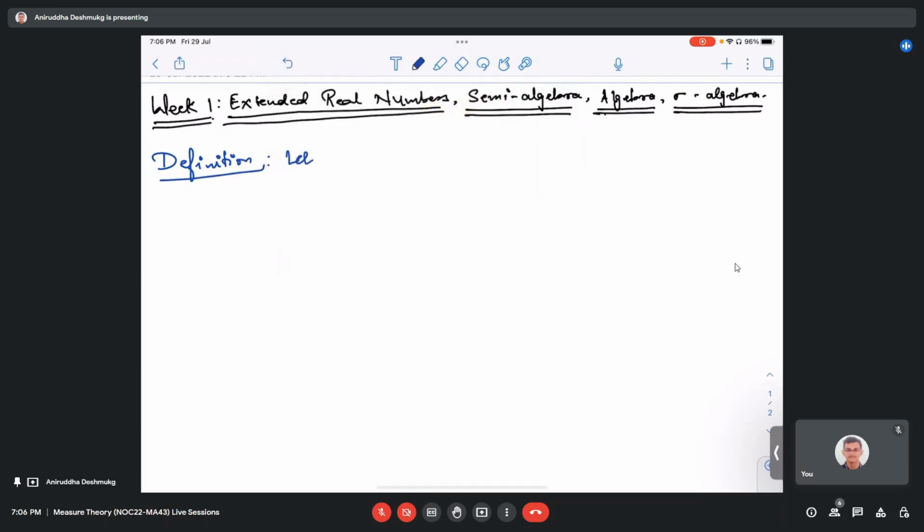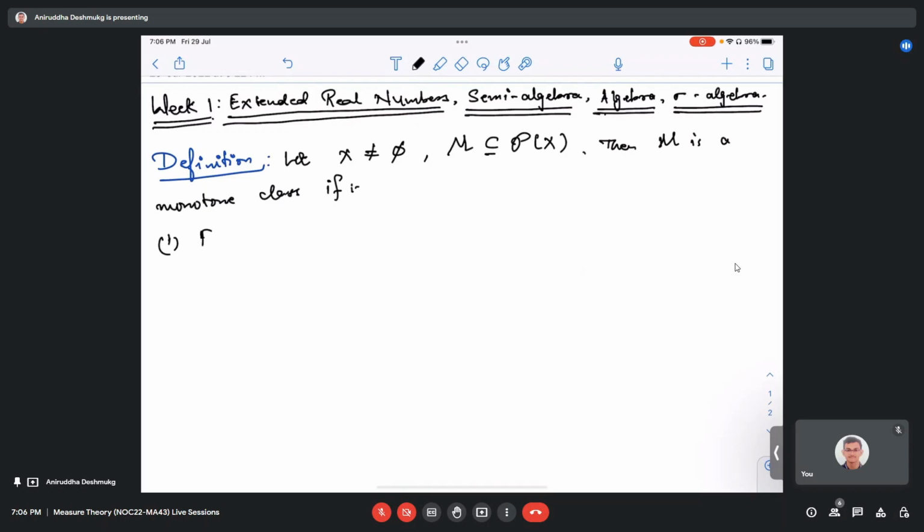So let X be a non-empty set, and say M is a collection of subsets of X, so it is a subset of the power set of X. We say that M is a monotone class if the following things happen.